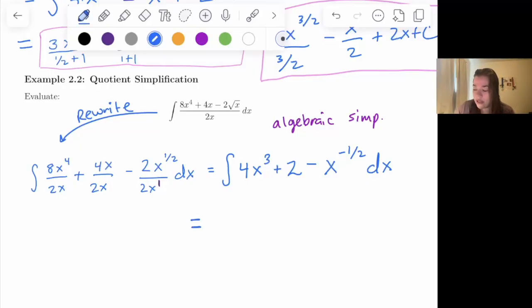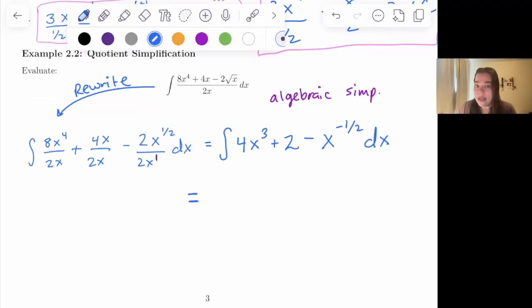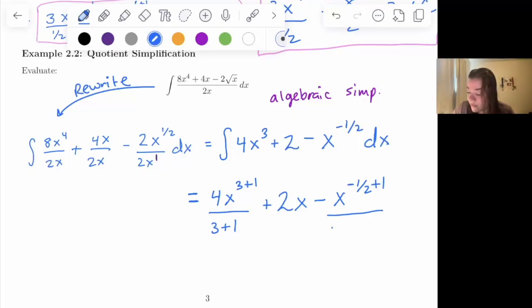Remember, once I start my integration process, I don't write that integral sign anymore. Constant multiplier comes for the ride. Apply the power rule. Add 1 to the power, divide by the new power. The constant with no variable gains an x. And now we're also going to apply the power rule on a negative exponent. That's okay. You add 1 to the exponent, and you divide by the new exponent. This is what this looks like. And then don't forget, it's a general antiderivative, so we have a plus c.